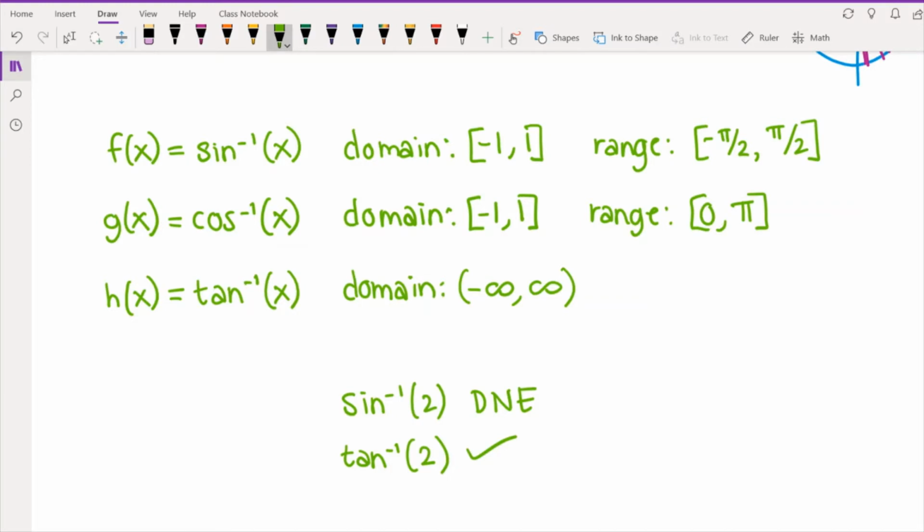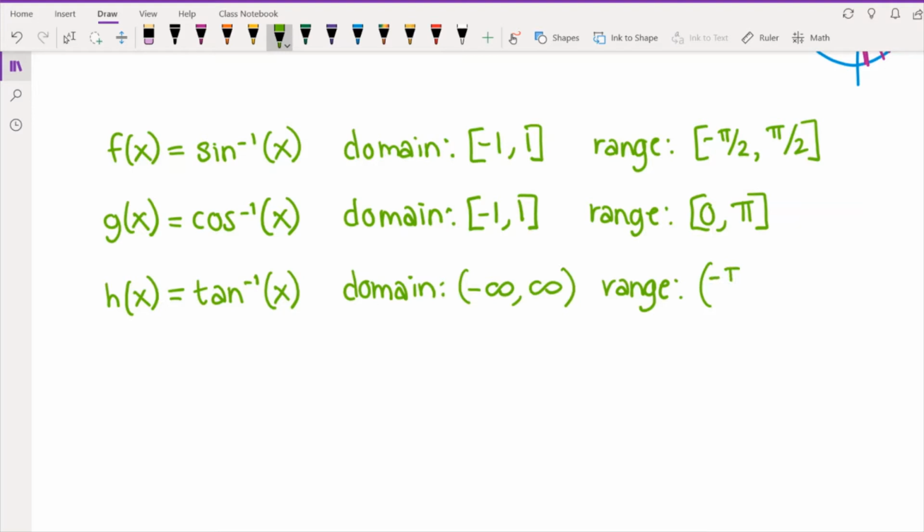You would have to type it into a calculator, but it does exist because it is possible to take tangent of an angle and get something that's bigger than 1, because tangent is just fundamentally different from sine and cosine. And so that's why the domain is all real numbers. And then inverse tangent has a similar range to inverse sine. The only difference is that because tangent is undefined at -π/2 and π/2, we don't include those in the range.